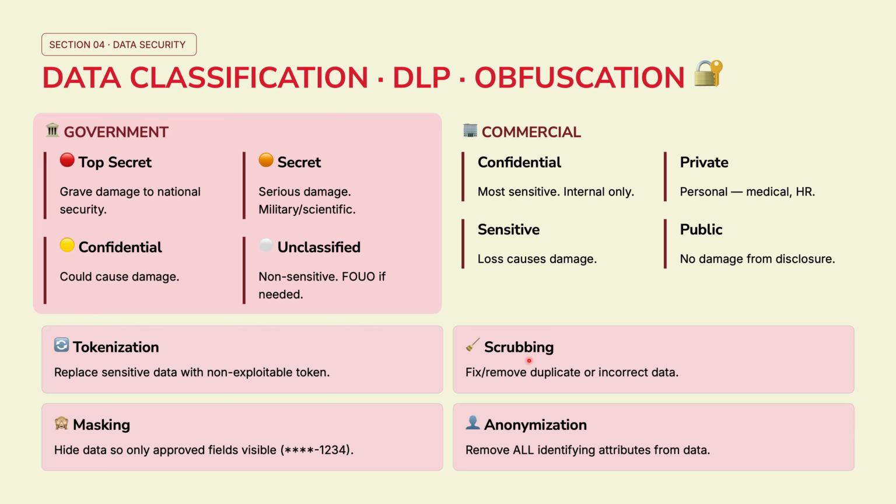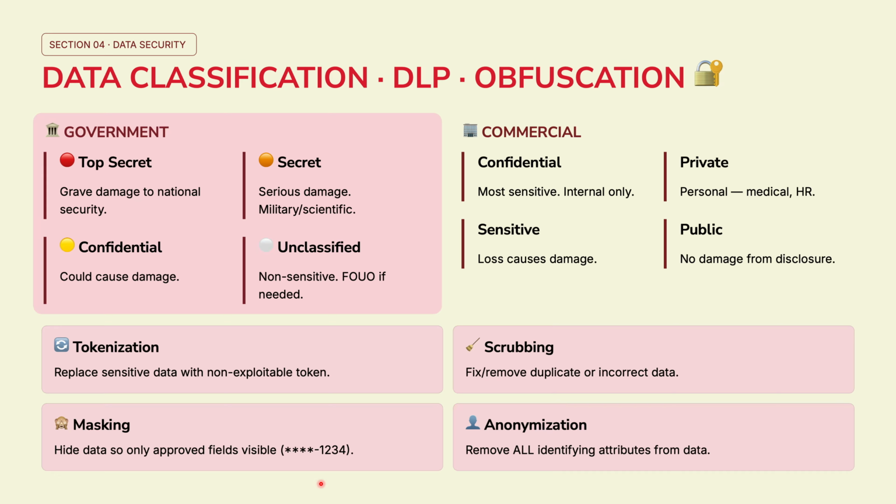Now, the second one, scrubbing. Scrubbing, also called cleansing, fixes or removes duplicate or incorrect data from data sets. Masking hides or filters data so only approved fields are visible. The classic example is credit card masking. You see it right here. Finally, anonymization removes all identity attributes from data, so it remains useful for analysis but cannot be attributed to any individual. Now, classification and obfuscation protect data at the content level.